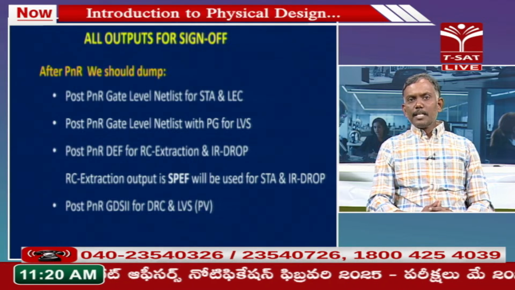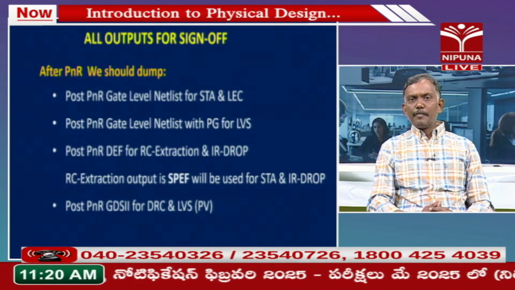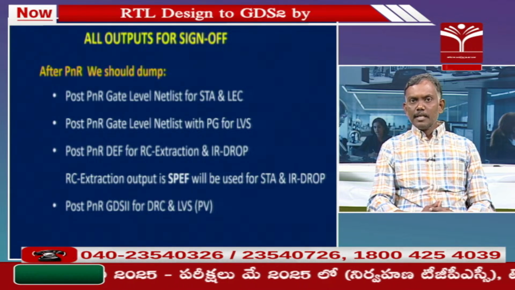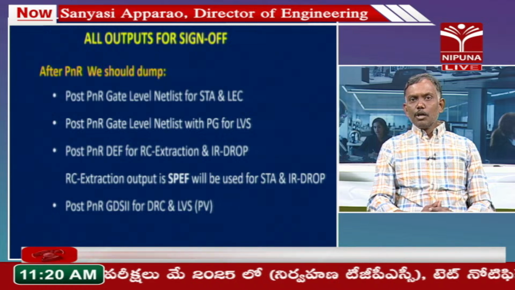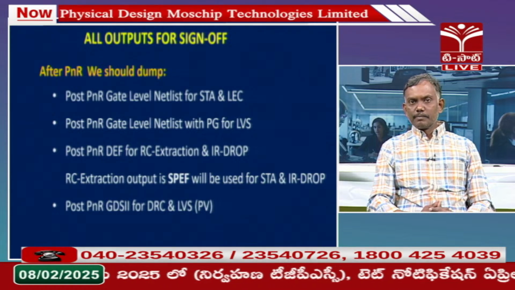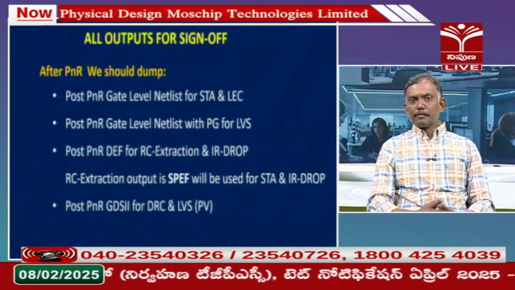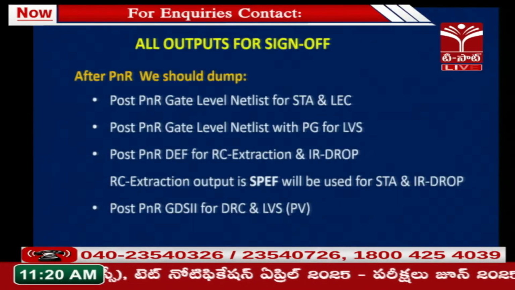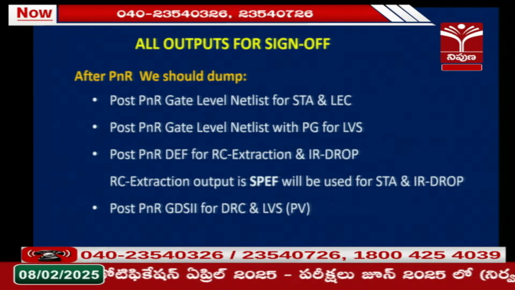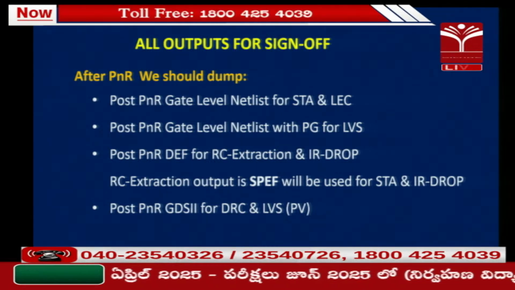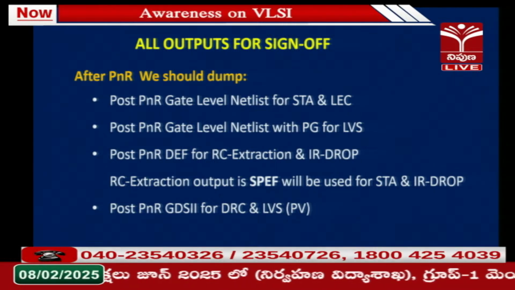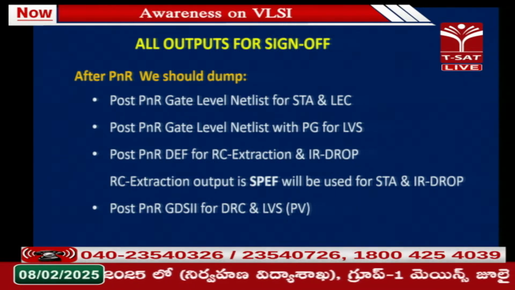Now once the detailed routing is completed, if you see any DRCs or any timing violation, you can go for the post route optimization. If you look at our physical design flow, you have that step, post route optimization. If you do not have any violations, you can go to the next step. Next step is the outputs for the sign off.